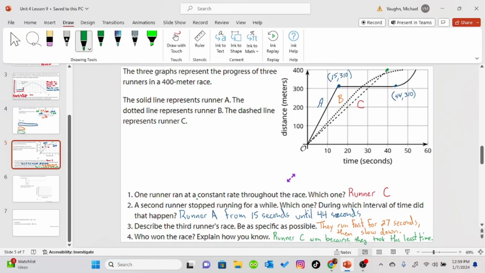Again, we didn't have to calculate anything mathematically. We were just able to compare the shapes of the graphs. We were able to compare the slopes of the graphs. And we were able to compare the x and y coordinates at certain points on the graph and still answer questions without having to do any mathematical calculations.